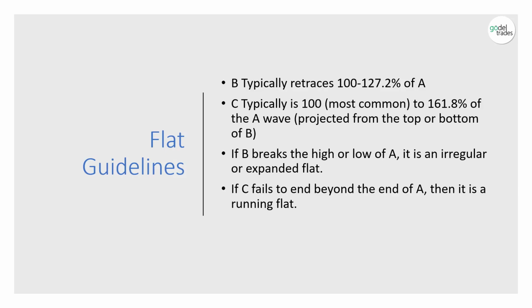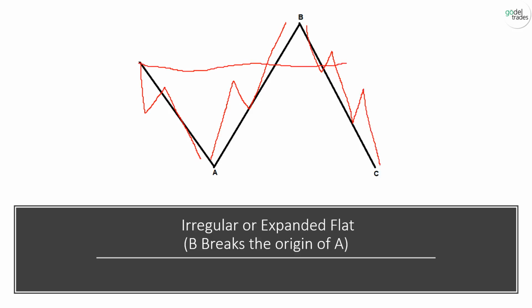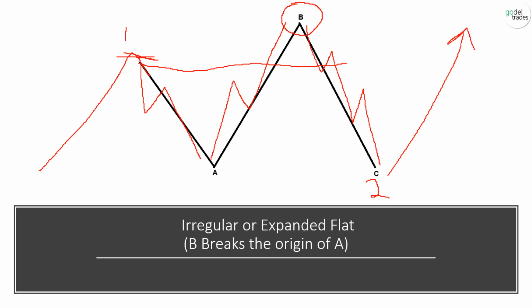If your C wave fails to end beyond the end of A, then it is a running flat. So let's look at some of those examples. You still have 3 waves down of A, 3 up of B, and 5 down of C. But in this case, the origin, wave 1, this makes wave 2, then we're off to the races in wave 3. This here broke the high of wave 1, okay? So this is what's referred to as an irregular and expanded flat.